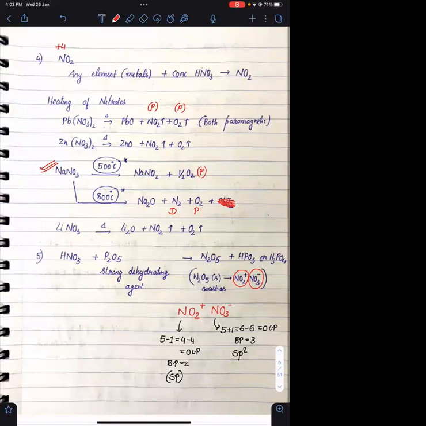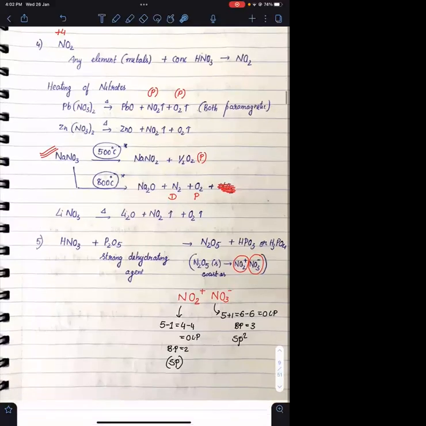So NaNO3 or group 1 nitrates, if you are using other than lithium nitrate, won't give you NO2. Only lithium nitrate converts into NO2 and O2. Very, very important in group 1. Lithium is able to give that NO2 because of its diagonal relationship with magnesium. Magnesium nitrate, upon heating, will give you NO2 and O2. Okay, is that clear? Very, very important. We made a small mistake here earlier. Please change this. Is that clear?